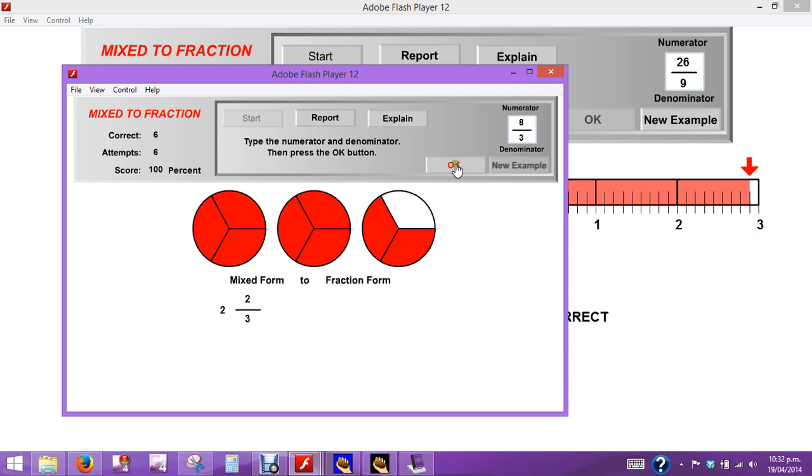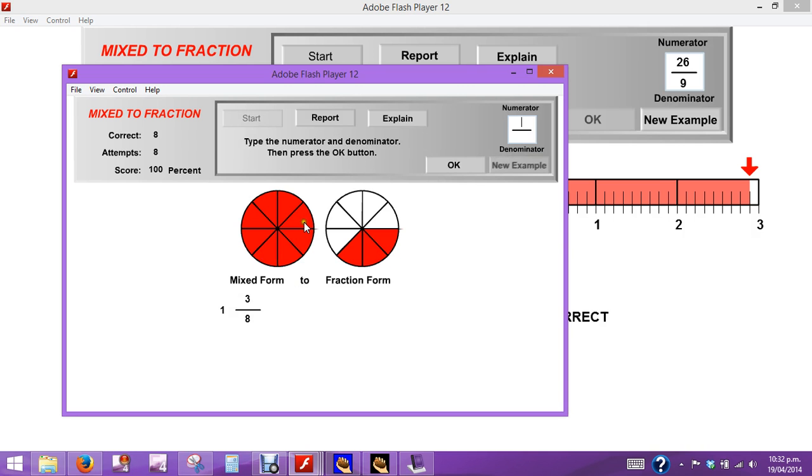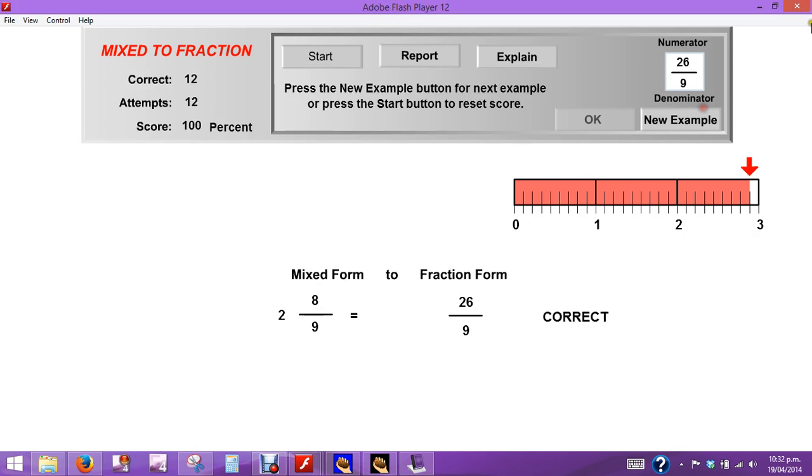Let's see if there's anything else dishy along here. Oh, that's a nice one. 2 and 2/12, 2 wholes are 24/12, and plus the 2/12 over is 26/12. Correct. And 1 and 3/8 is altogether 8/8 there, because 8 ones are 8, plus 3 is 11/8. Okay, so there's a technique for going from mixed to fraction form, whether you have rods or circles.